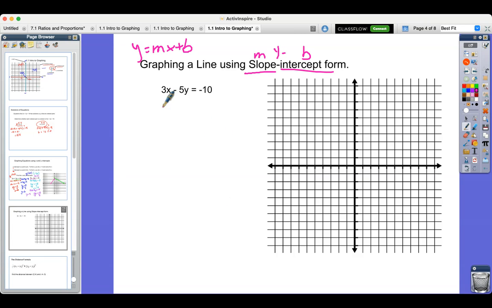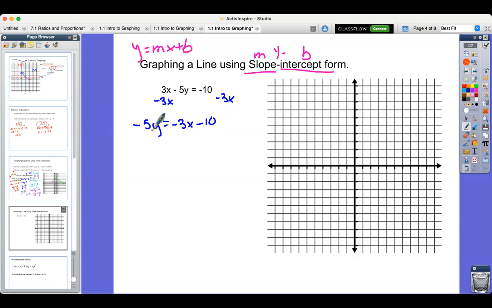So the best way to do it, again, is to get y on its own. Let's work this problem out, in this blue right here. The y is already here, so we're going to subtract 3x from both sides. You cannot subtract the 3x from the negative 10, so you just write it beside it. So we'll say negative 5y equals negative 3x, and then minus 10, because it's a negative 10.